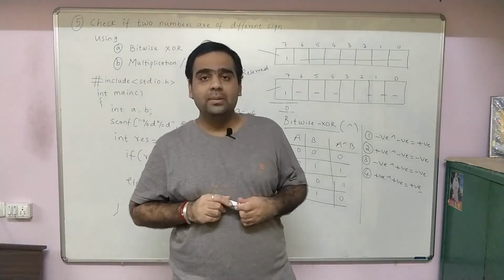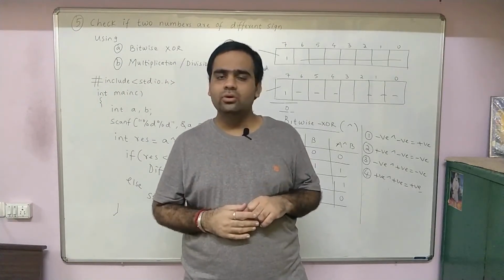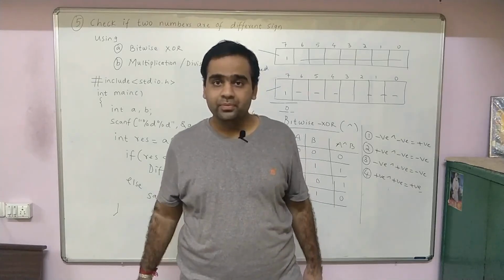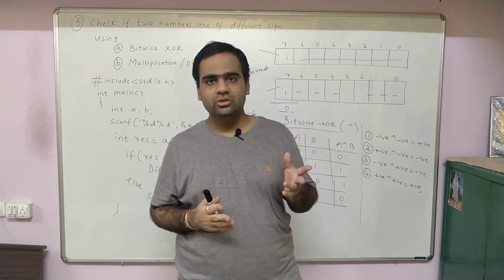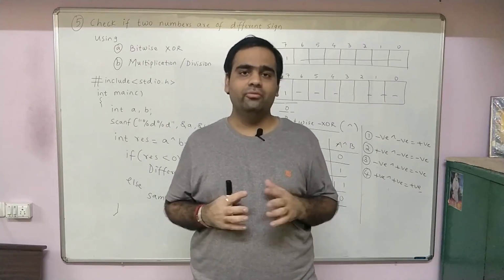And how to do it with multiplication and division, I leave it to you to do yourself. That's very, very simple. If A into B is less than 0, they are of different sign, else they are of same sign.